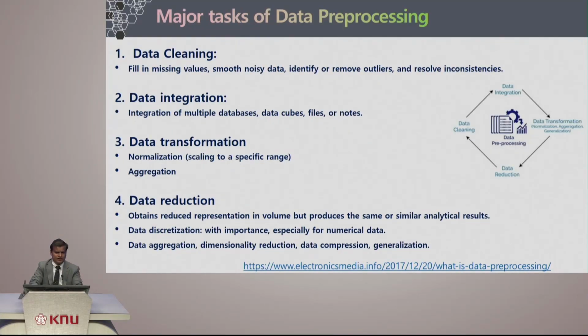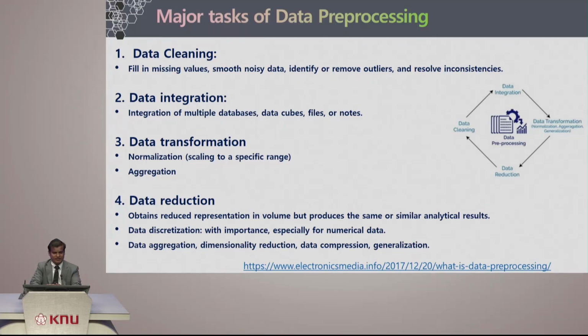So what are the major tasks of data pre-processing? Basically, the four main tasks are data cleaning, data integration, data transformation, and data reduction. When it comes to data cleaning, at times we have noisy data which you have to filter out, or you may have to remove outliers. At times you have missing values, and you may have to fill in the missing values. So that's the first part, resolving the inconsistency in the data, the cleaning part.